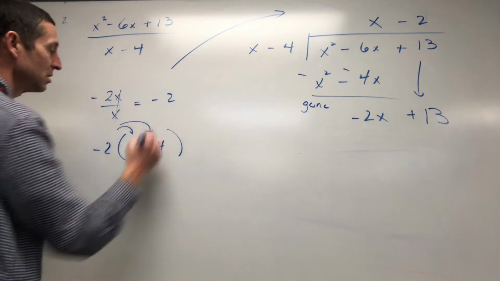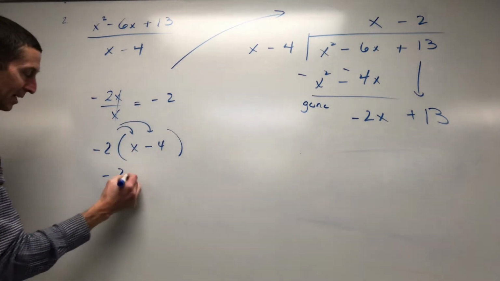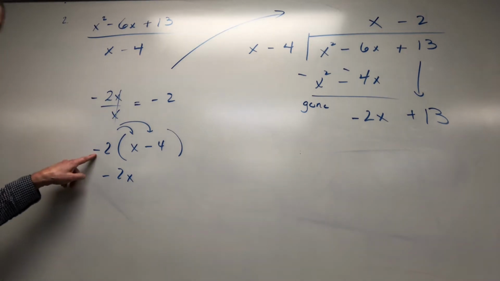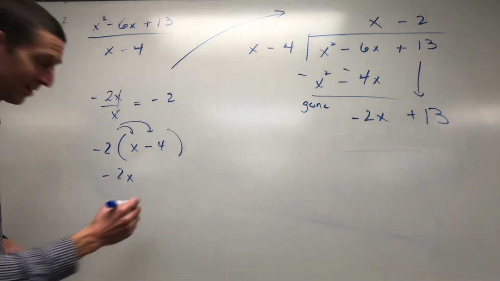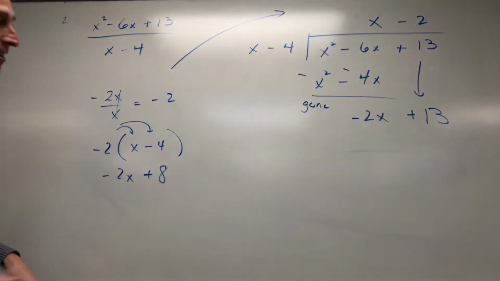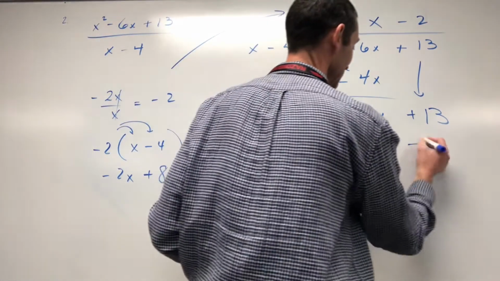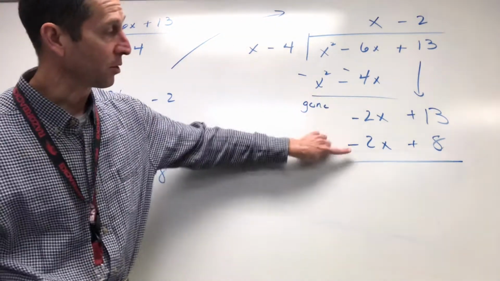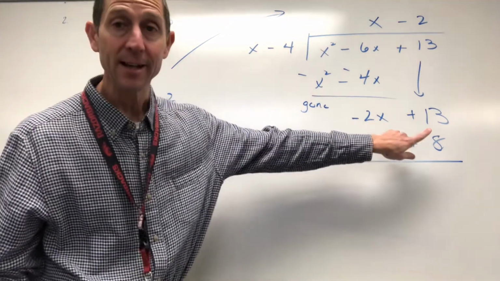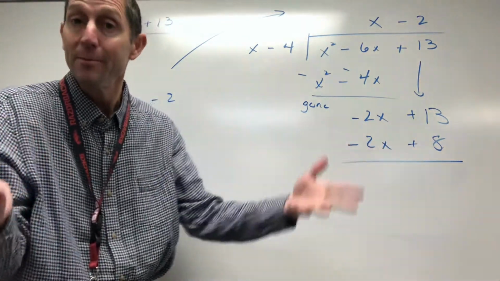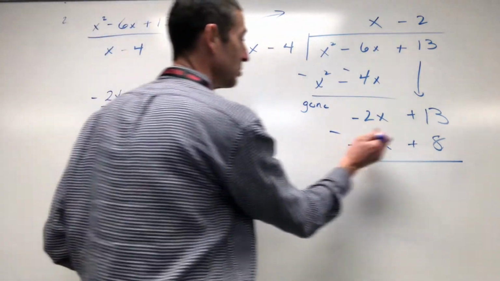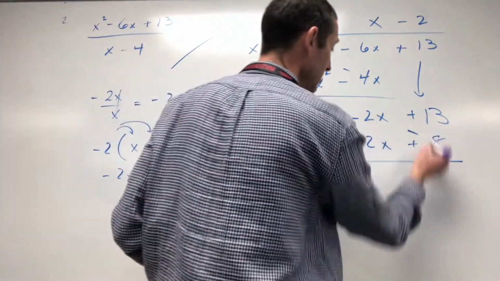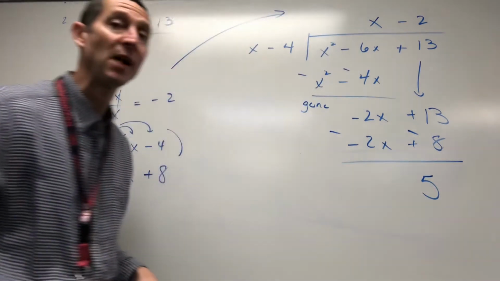So we've got to distribute. Negative 2 times x, negative 2x. Uh-oh. Negative times negative, positive 8. Put it in over here, negative 2x plus 8. So again, we did great. We know those are going to cancel, but this time they don't cancel with the numbers. We're going to have a remainder. Subtract, gone. 13 minus 8, remainder of 5.